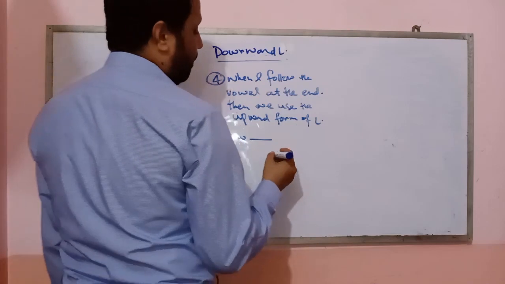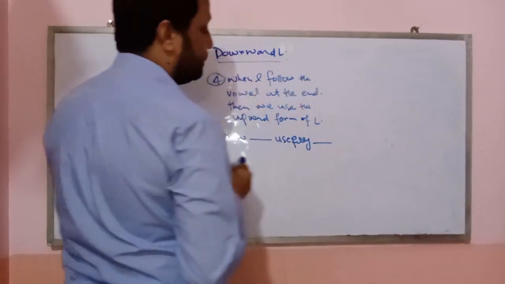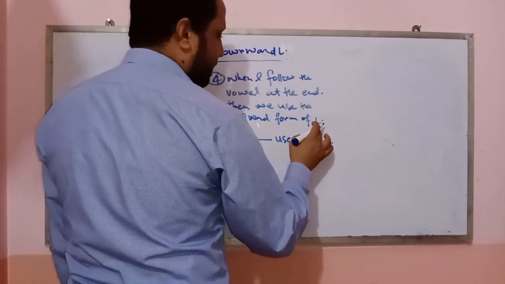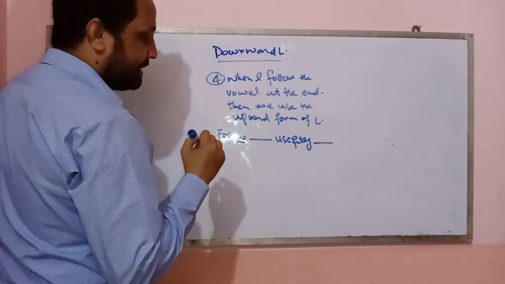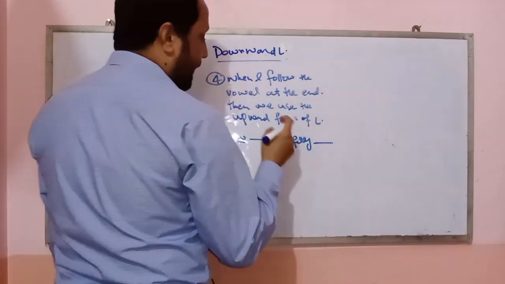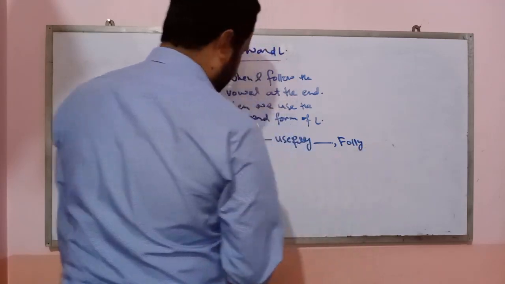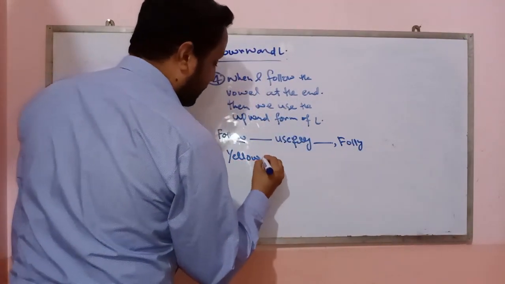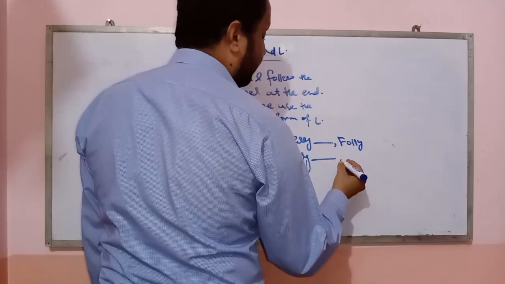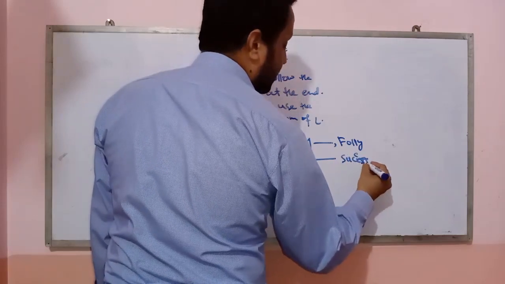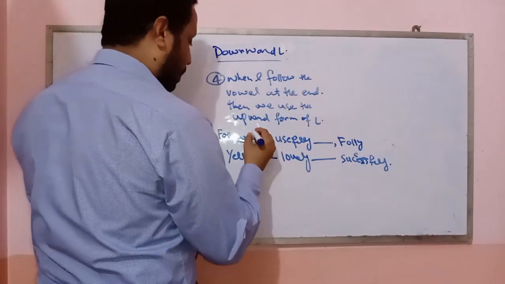A word usefully. What is the reason why we use the upward L? The reason is that for the indication of the vowel, we use the upward L, and there is smooth writing. Folly. A word yellow. Lovely. Another word successfully. Okay, in all these words we use the upward form.